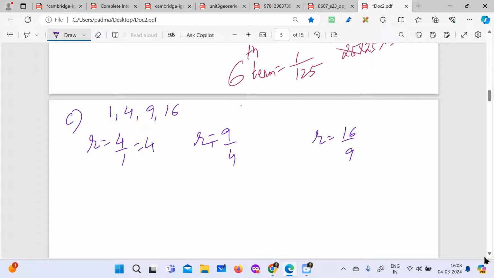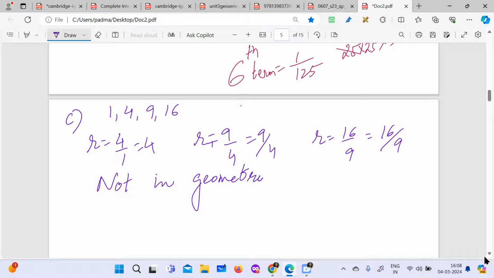So here we get 4. Here it cannot be reduced further. So 9 over 4 remains same. And then 16 over 9 also remains same. So this is not a geometric sequence. Am I clear? Yes. Any doubt in this? No, miss. Okay, very good.